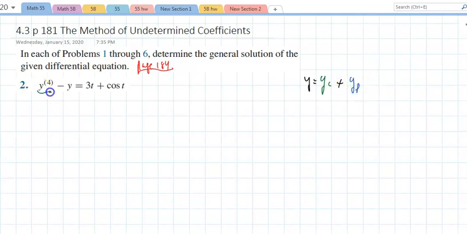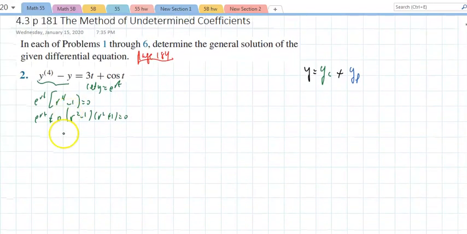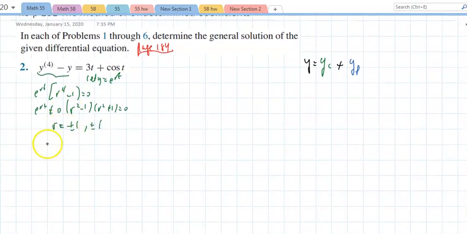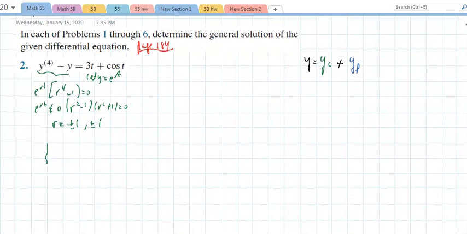Let me get the complementary out of the way, which is the homogeneous. I'm going to let y equal e to the rt. I'm looking at e to the rt times r to the fourth minus 1 equals 0. e to the rt cannot equal 0, so r squared minus 1 times r squared plus 1 equals 0. So r equals plus or minus 1 and plus or minus i.